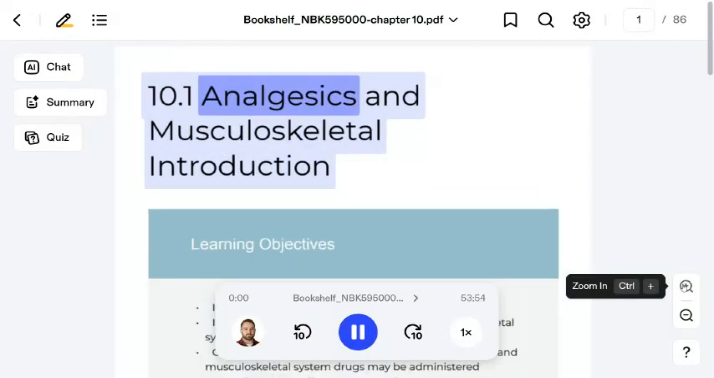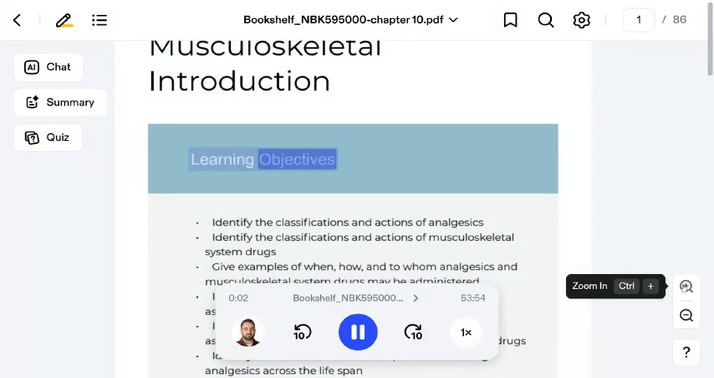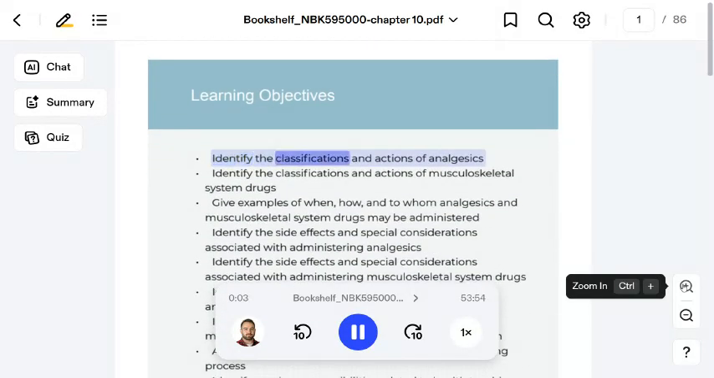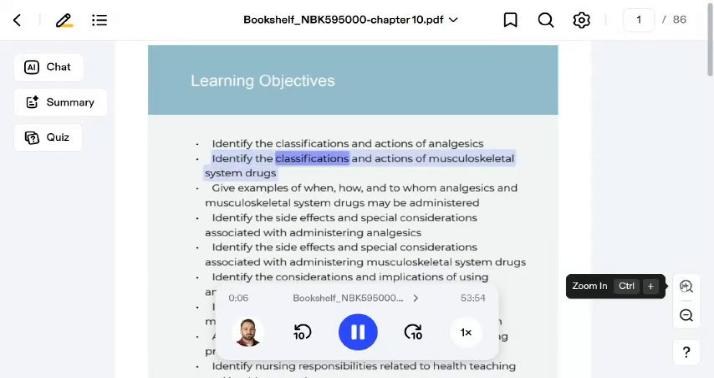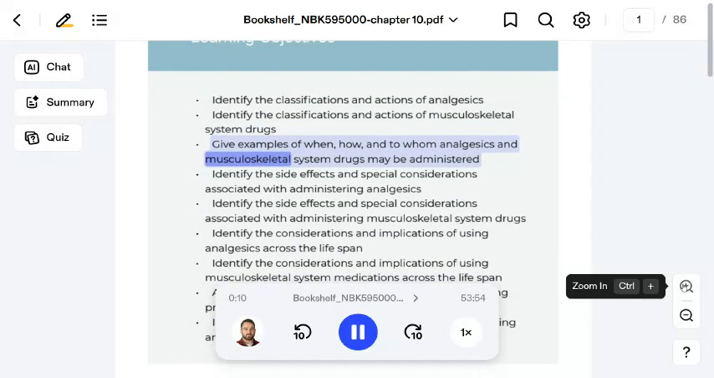10.1 Analgesics and Musculoskeletal Introduction. Learning objectives. Identify the classifications and actions of analgesics. Identify the classifications and actions of musculoskeletal system drugs. Give examples of when, how, and to whom analgesics and musculoskeletal system drugs may be administered.